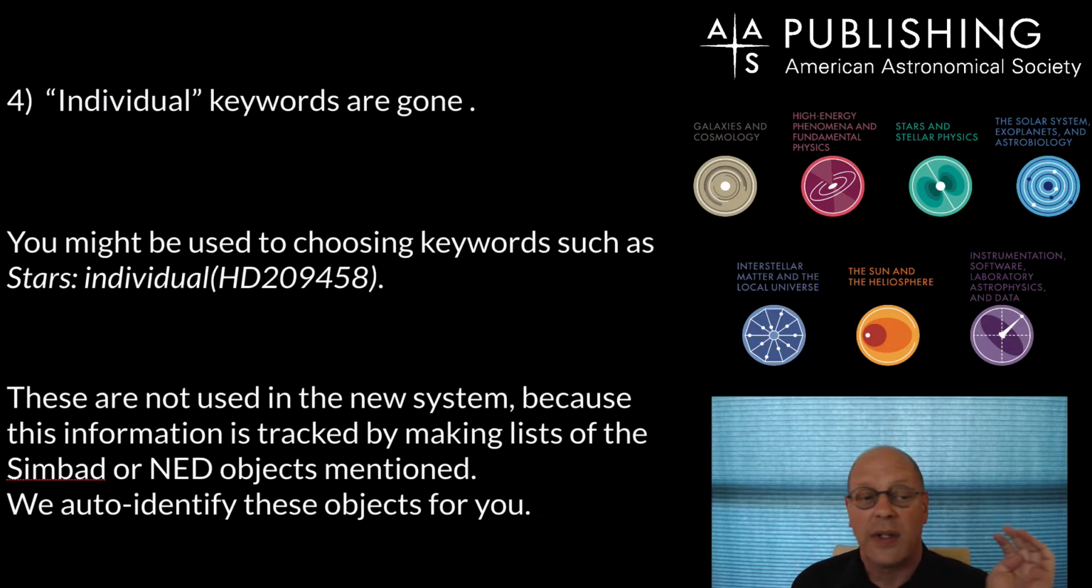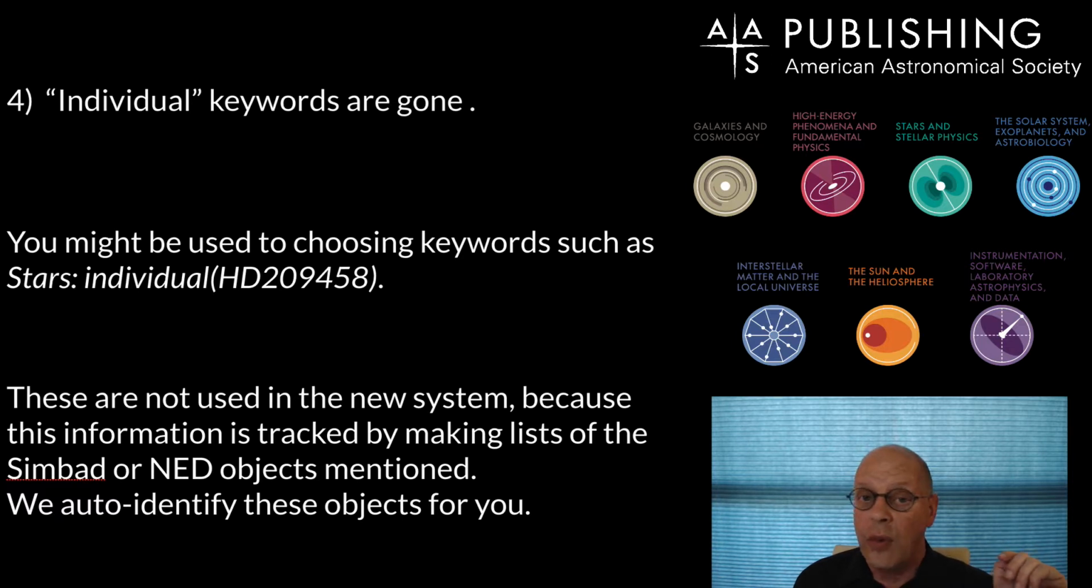Number 4 on the list is that individual object keywords are gone. You might be used to choosing keywords such as stars, individual, HD 209458, or things along those lines. These are not used in the new system because this information is tracked automatically, and you don't have to do anything, by making lists of SIMBAD and NED objects that are mentioned. We auto-identify these objects and cross-correlate with the SIMBAD and NED objects.